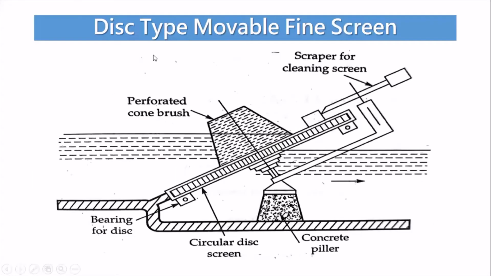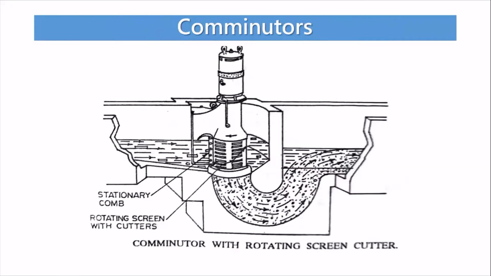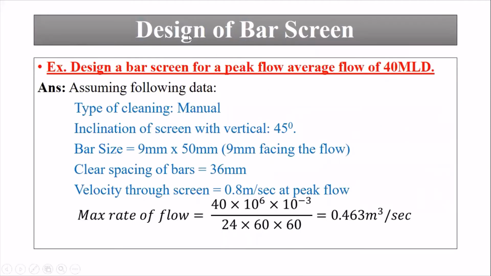So this is a disc type movable fine screen. This is the actual diagram. This is your wastewater, this is your sewage, then collected with the scraper. This is the disposal method of your screenings. In this method, dumping, burning or composting are used. So these are the design details of the bar screen.